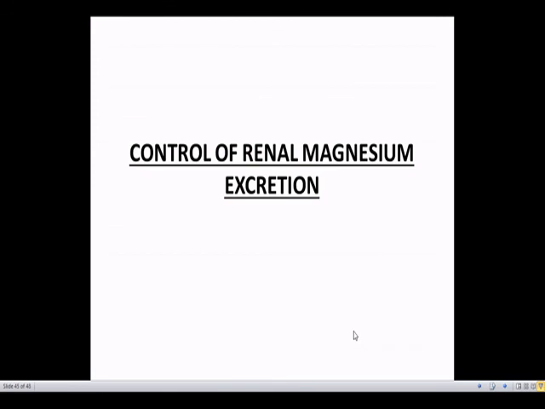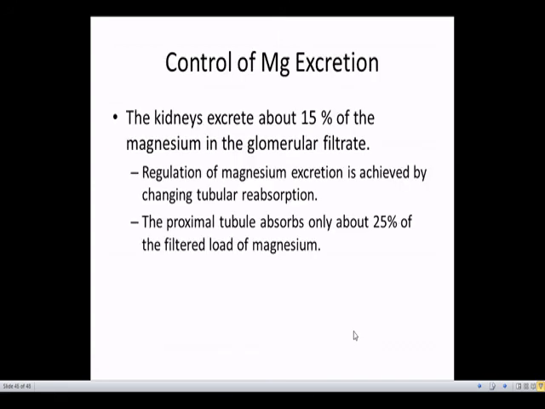Control of renal magnesium excretion. The kidneys excrete about 15% of the magnesium in the glomerular filtrate. Regulation of magnesium excretion is achieved by changing tubular reabsorption. The proximal tubule absorbs only about 25% of the filtered load of magnesium.